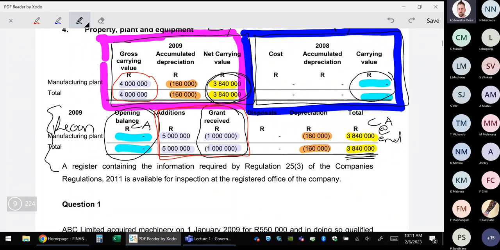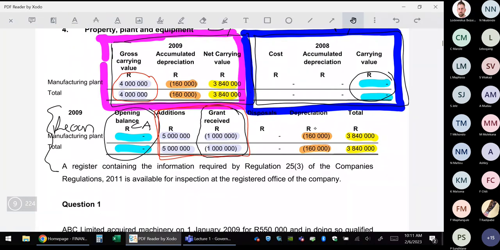So current year depreciation of 160 is taken to accumulated. There was no accumulated depreciation last year. So 0 plus 160 in the current year gives us accumulated depreciation at the end of the year.